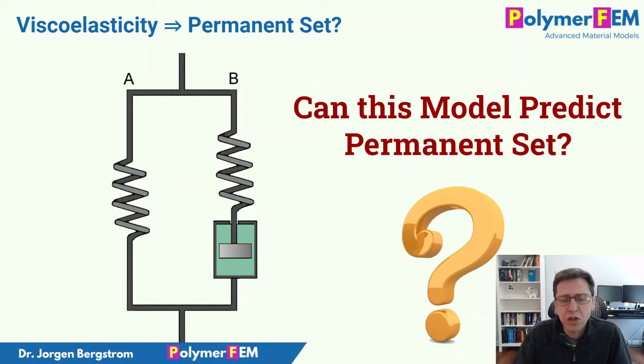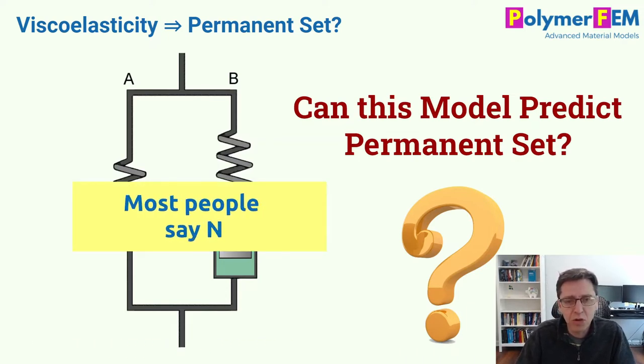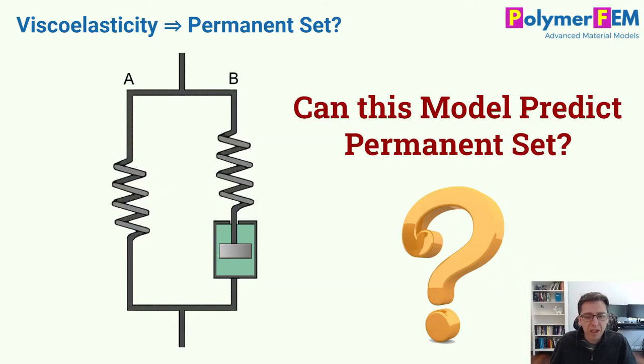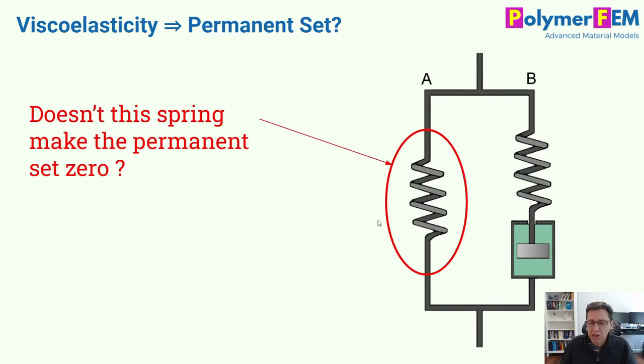Hi, one question that I often get is if a simple viscoelastic material model can predict permanent set. And most people seem to think so, that if you have springs and dashpots arranged like this, like in a viscoelastic material model, how could you possibly predict a permanent set using such a material model? And the argument here is the spring is somehow bringing the deformation back to zero if you wait long enough, if you take away the load on the system.